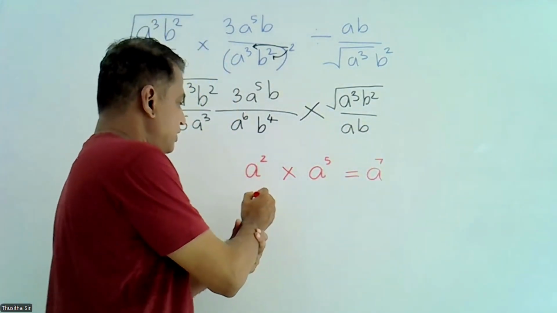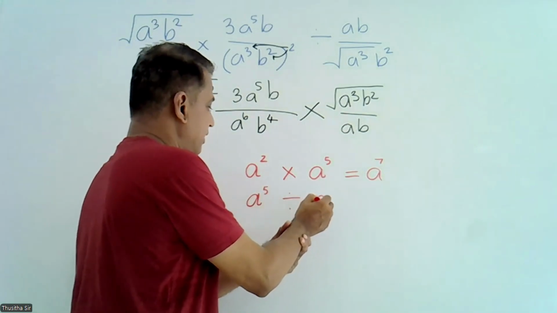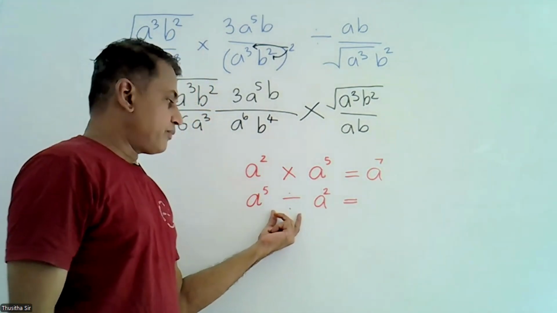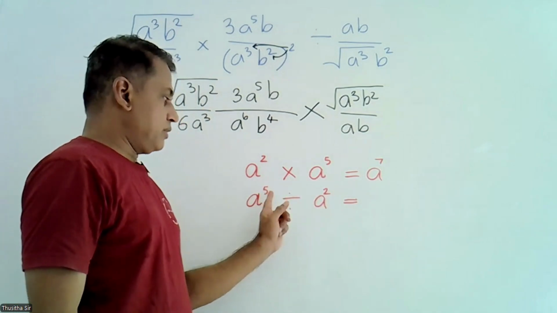So let's do this one now. I divide a to the 5 by a to the 2. If I have to divide, the rule is the indices subtract. So here, 5 minus 2.